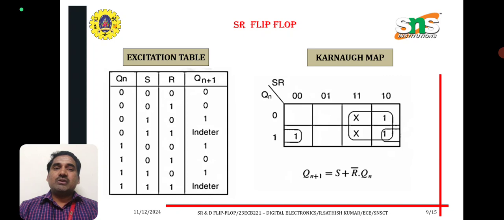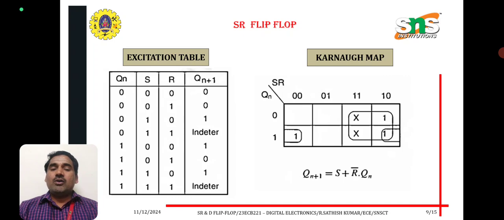We are going to obtain the excitation table. When Q is equal to 0, and SR is equal to 0 0, Q dash is equal to 0. When SR is 0 0 1, the output Qn plus 1 is 0. For 0 1, applying to the circuit, Qn plus 1 is equal to 1. For 0 1 1, when S and R are the same, the output will be indeterminate.